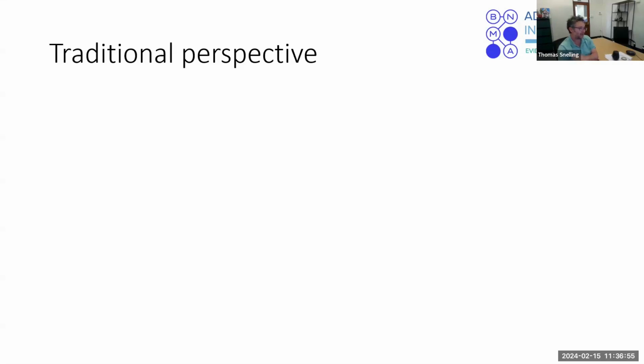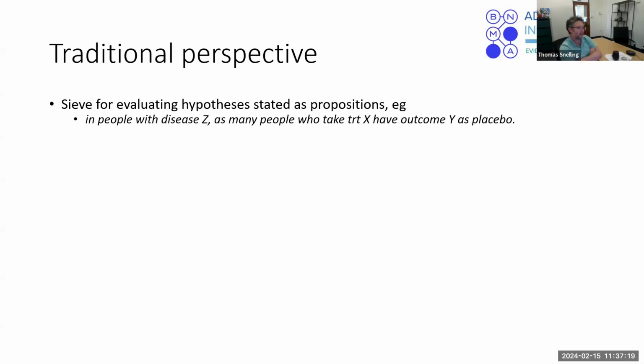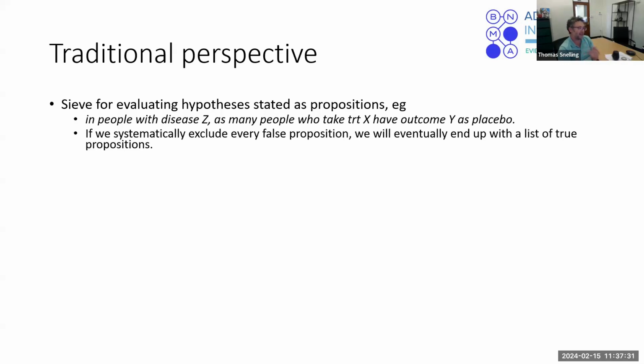And I'll start perhaps by comparing our approach with what is a more traditional perspective on clinical trials. I think a more traditional perspective is that trials are really a sieve for evaluating hypotheses, where the hypotheses are traditionally stated in the form of a propositional statement. For example, in people who have disease Z, as many people who take treatment X have outcome Y as those who take placebo. And this idea that science and clinical science is really about systematically excluding false propositions.